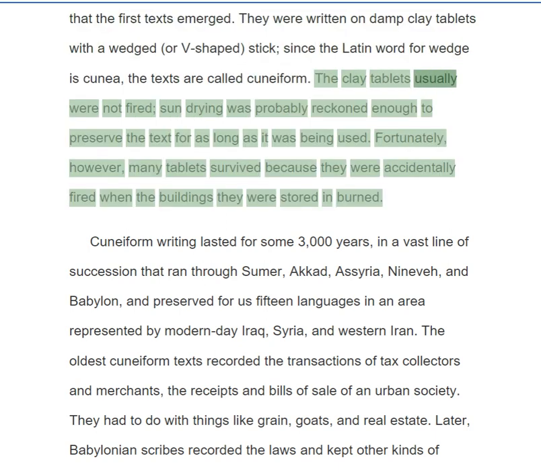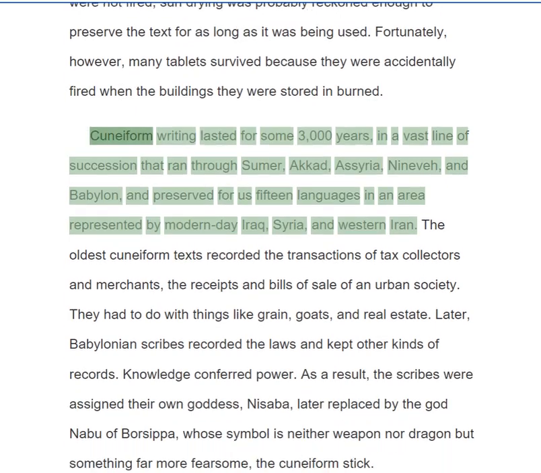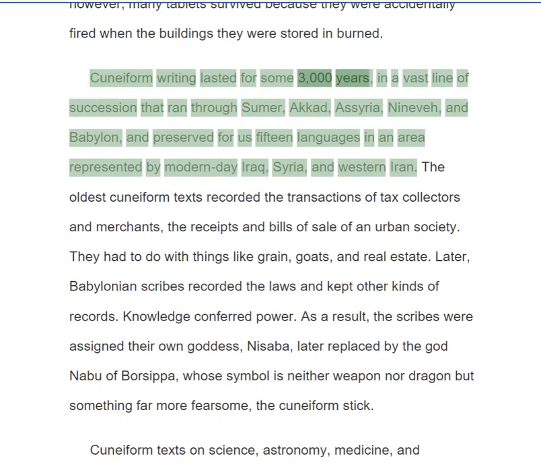The clay tablets usually were not fired. Sun drying was probably reckoned enough to preserve the text for as long as it was being used. Fortunately, however, many tablets survived because they were accidentally fired when the buildings they were stored in burned. Cuneiform writing lasted for some 3,000 years, in a vast line of succession that ran through Sumer, Akkad, Assyria, Nineveh, and Babylon, and preserved for us 15 languages in an area represented by modern-day Iraq, Syria, and western Iran.